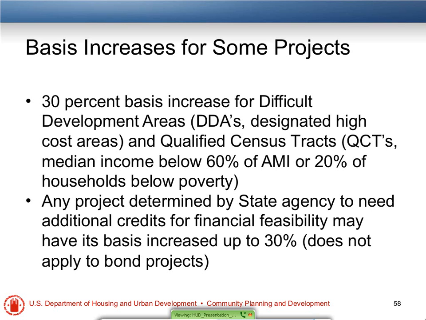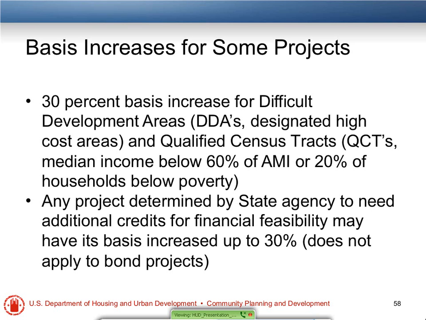So as an example, let's say you've got a $10 million project and you are located in a QCT. So instead of getting tax credits based on your $10 million, you could get tax credits on a $13 million project, or a 30% increase in your tax credits.